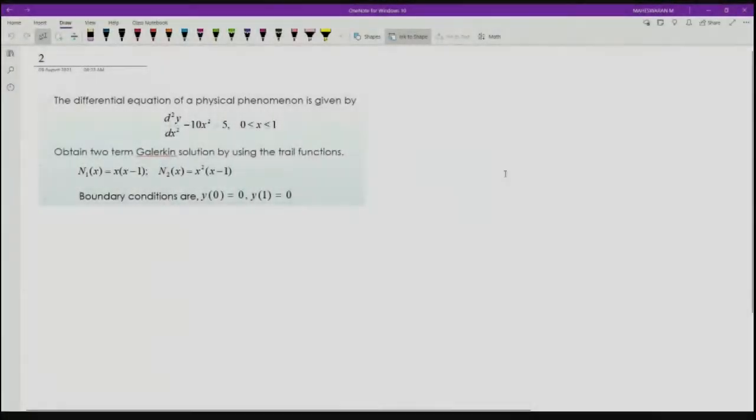This is the problem which is in the PPT, so I thought of solving it directly here. Let me consider that you have a differential equation which is given, and the limit is from 0 to 1, right? They are asking you to solve by using a Galerkin solution. They're given something like n1 and n2, and this n1 and n2 we call interpolation functions.